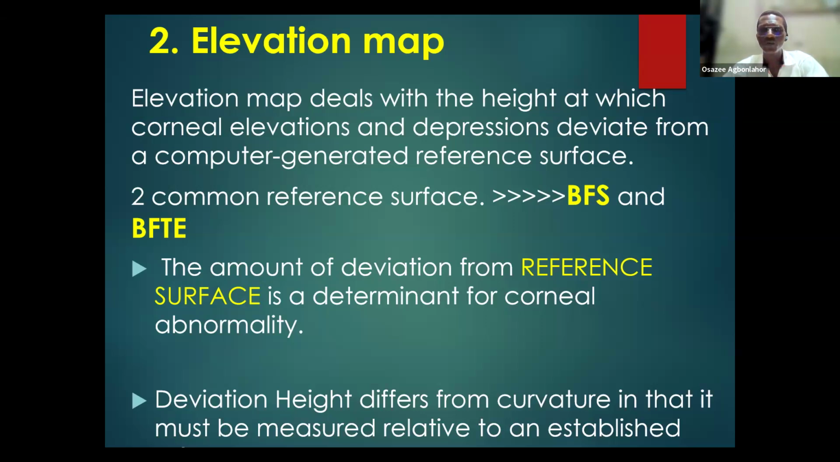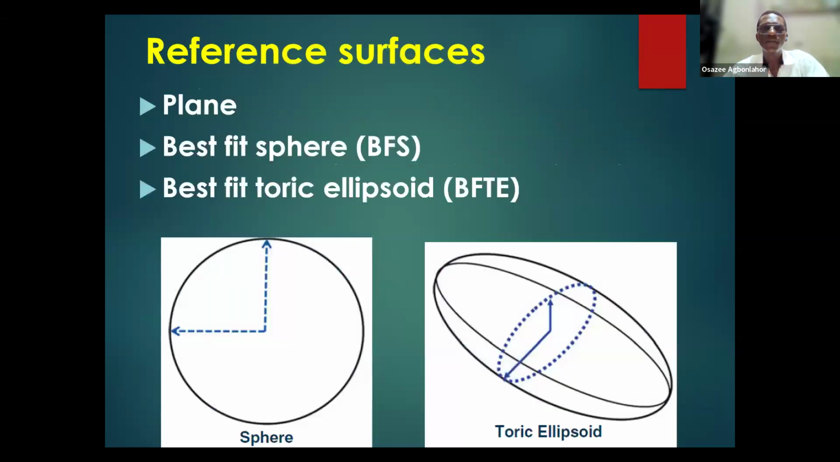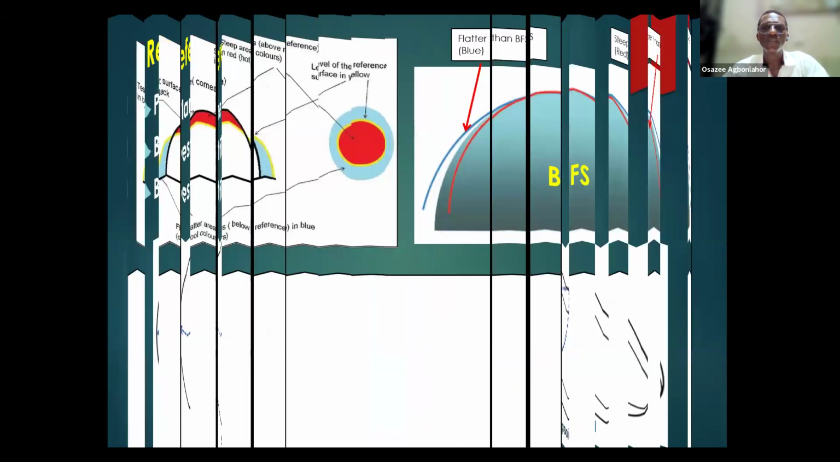The two references it uses are, one, the best fit sphere, that's your BFS, or your best fit toric ellipsoid, that's BFTE. The first one, just like it says, sphere, is for spherical corneas, while the second is used for toric corneas. However, it doesn't really matter. You could use any one of them, but mostly when you suspect a toric cornea, you use your BFTE.